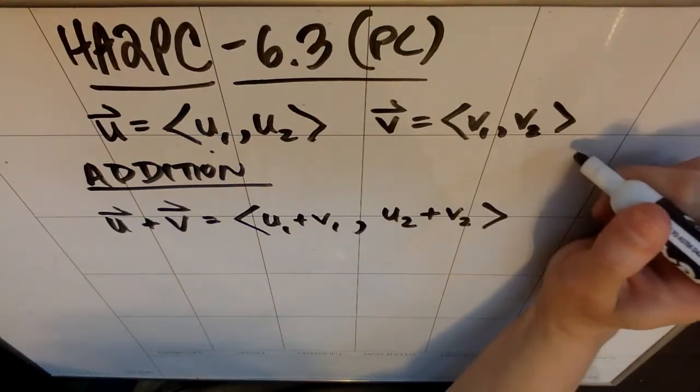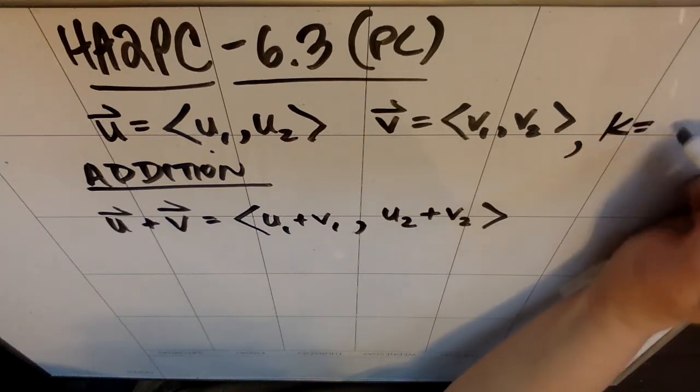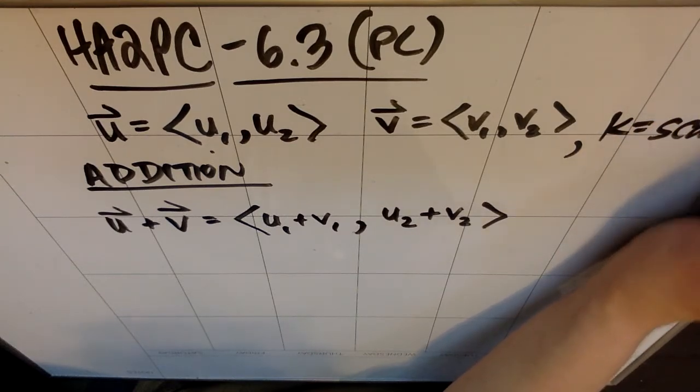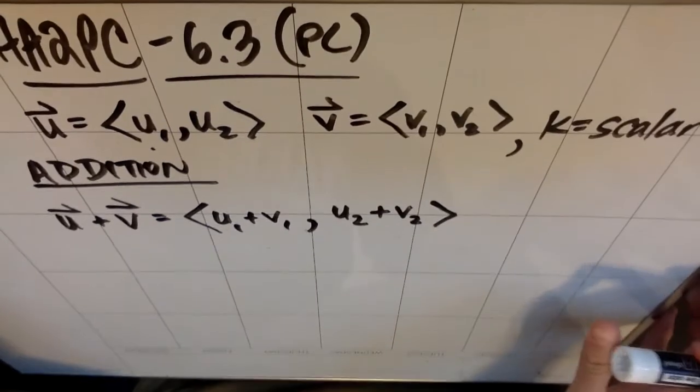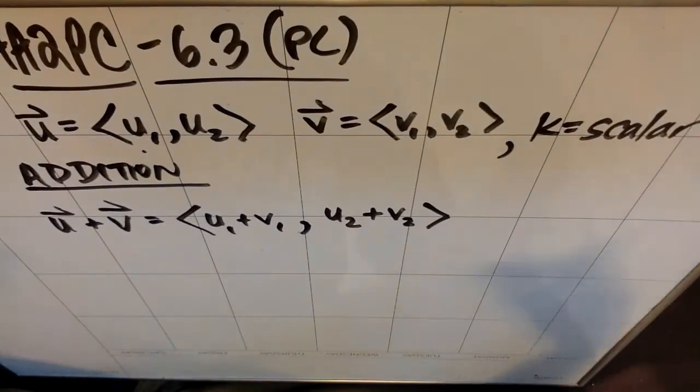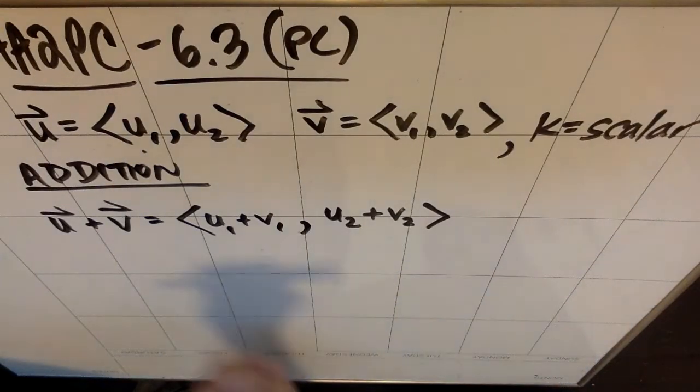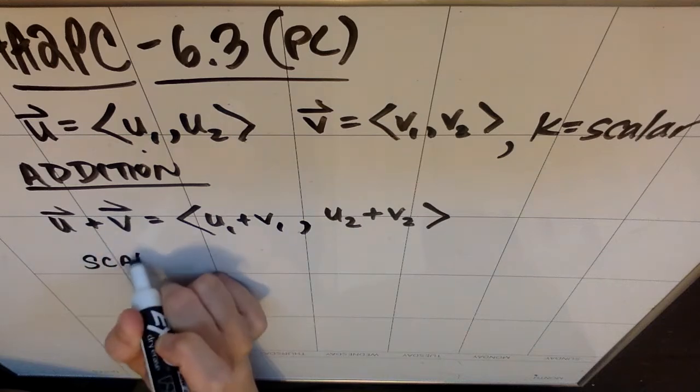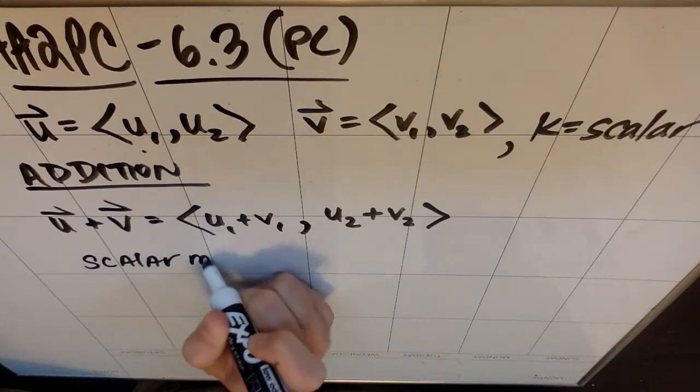So I'm going to tack one more thing up here. I'm going to let k be what we call a scalar. Scalar is the opposite of vector. It does not have a magnitude and direction. It just has a magnitude. So k is some scalar number. It's a number.